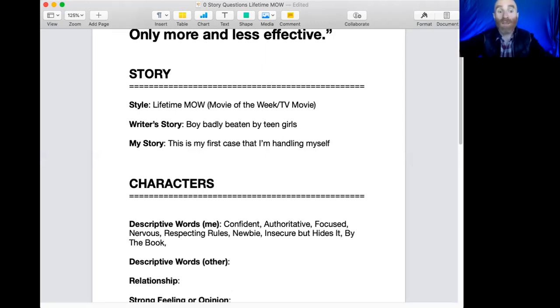You know, hiding your feelings, so reserved or professional, right? So Olivia, let's play with reserved or professional, or confident and authoritative, and then let's play with nervous, respecting the rules, insecure but hides it, those two different versions of the scene.